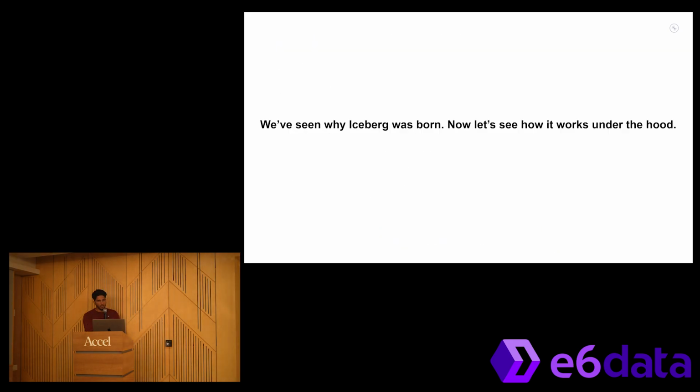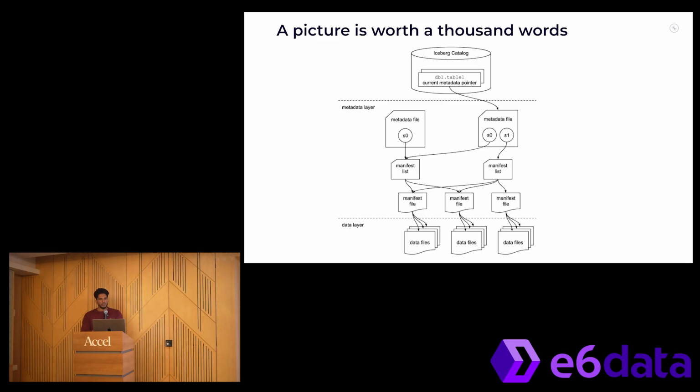So yeah, now we have seen why Iceberg was born and what the core features are. Now it's good to go a bit deeper to understand how exactly Iceberg takes care of it, how the table format actually works under the hood. This is a diagram I copied from the official Apache Iceberg website. If you want to understand the metadata structure, or overall how Iceberg works as a table format, this is the single picture you need to understand. If you understand this, you understand how Iceberg works.